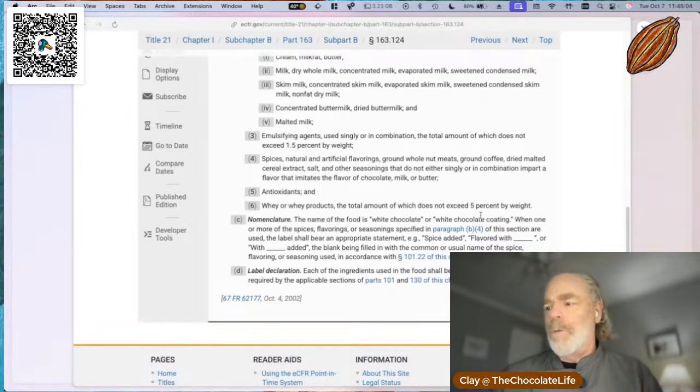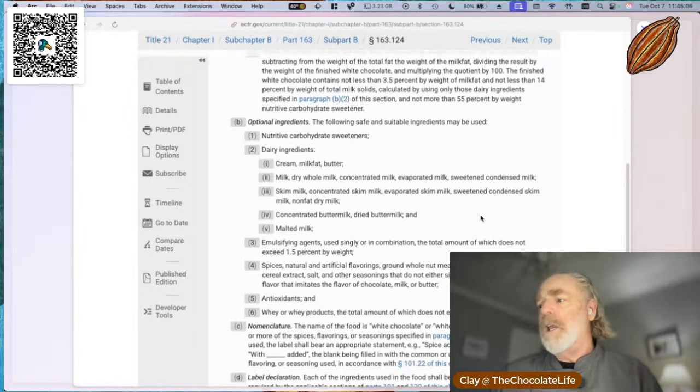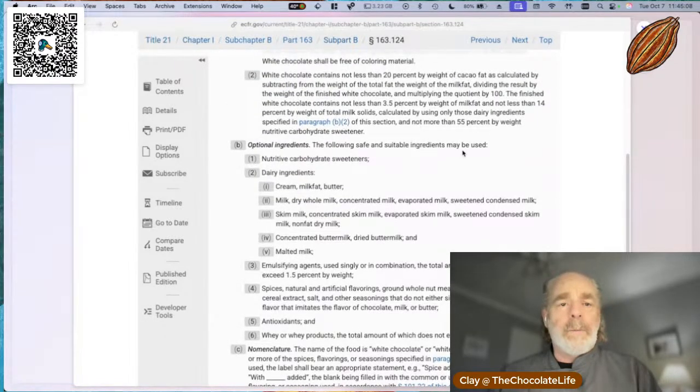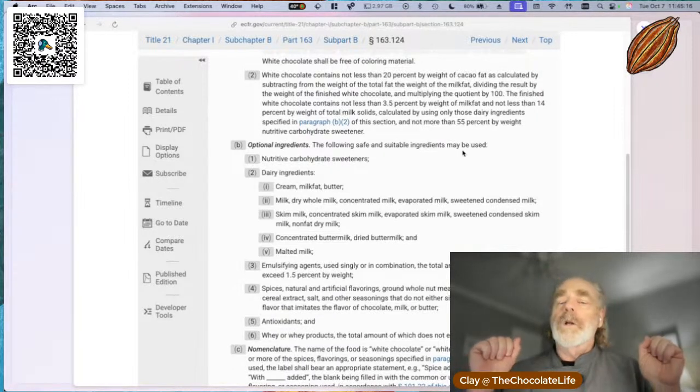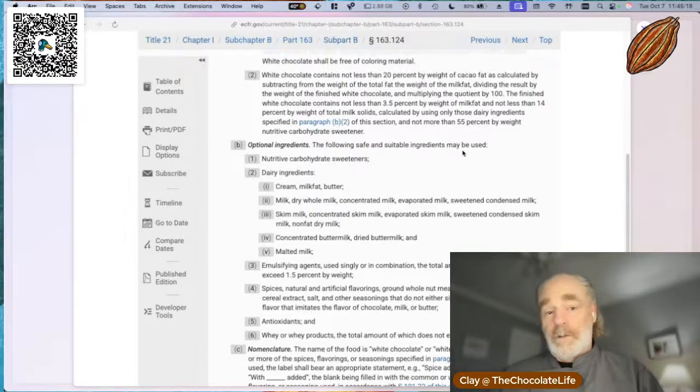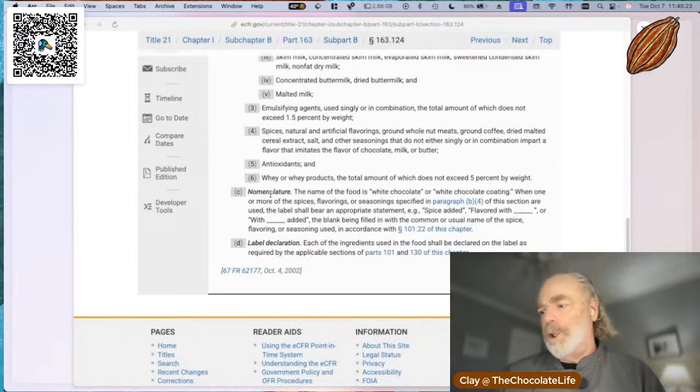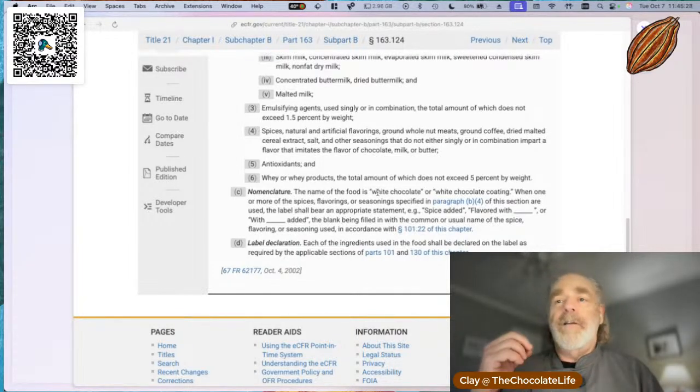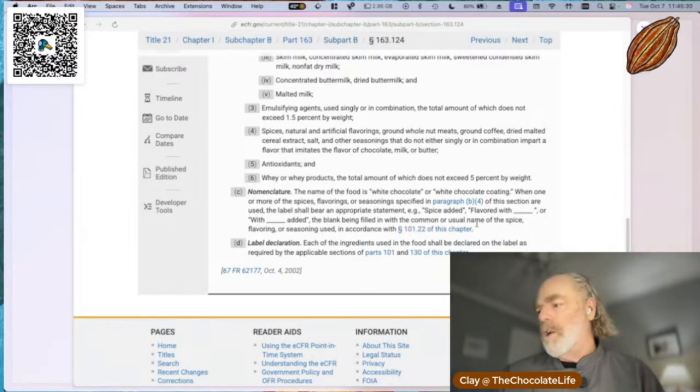So anyway, here's the list of ingredients that could be in white chocolate. Here's the maximum amount of sugar, the minimum amount of cocoa butter, the minimum amount of dairy that need to be in it. And from here, you can concoct a recipe that is white chocolate. The important part of this here in the United States is the following phrase, nomenclature. The name of the food is white chocolate, right? So if you're using a non-cocoa butter fat, you could call it coating, right? But the name is white chocolate.